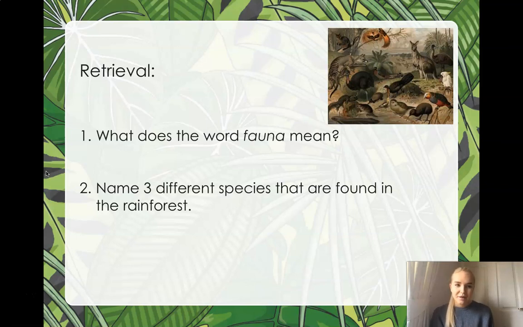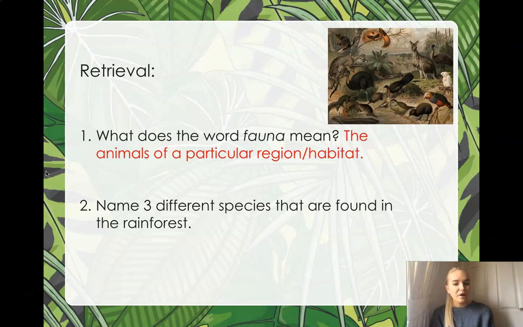Okay, how did you do? Did you use the picture above to find out what the word fauna meant? Well done. So the word fauna means the animals of a particular region or habitat. So we could say that there are different species of fauna in the rainforest.